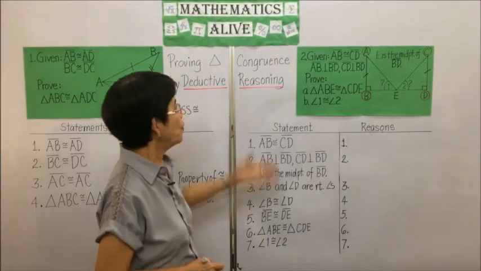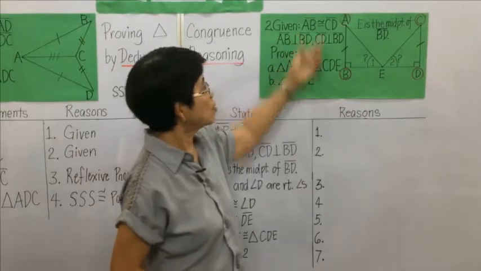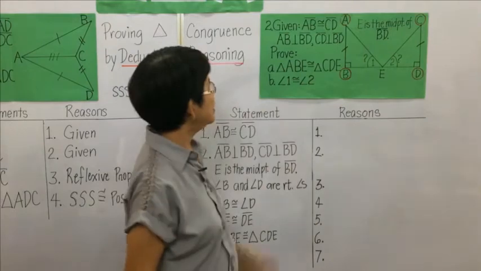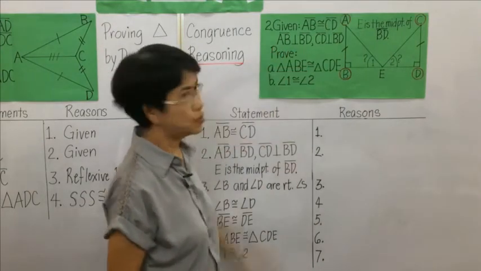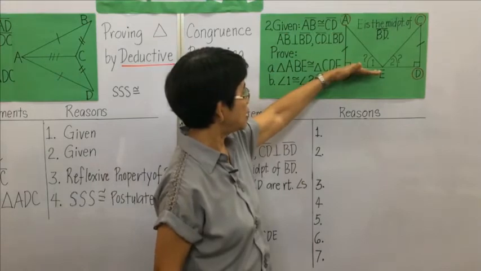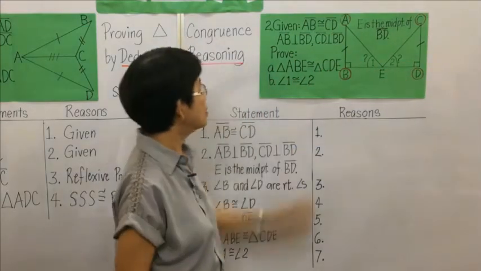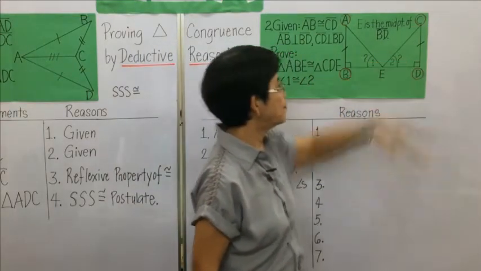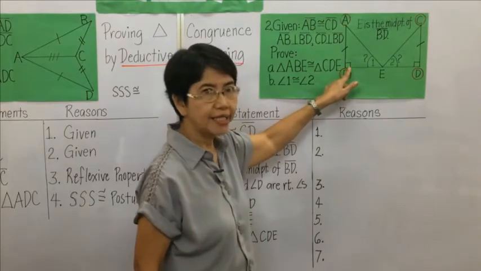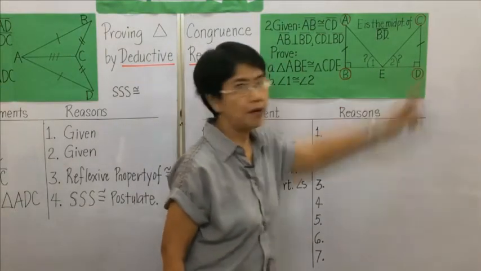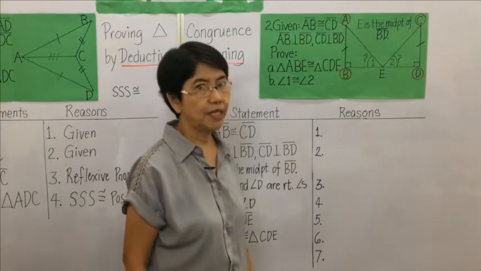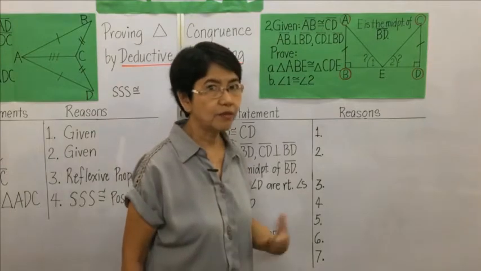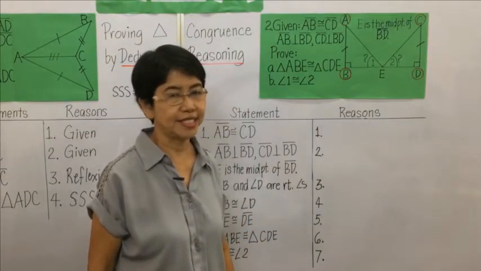For number 2, we are given AB is congruent to CD. These parts are marked congruent. And then AB is perpendicular to BD. So this is perpendicular to this line segment. And also CD is perpendicular to BD. This is perpendicular. Therefore, they form right angles at the foot of the perpendicular. So we can use the theorem for right angles, and we can also use the postulates that we already discussed.